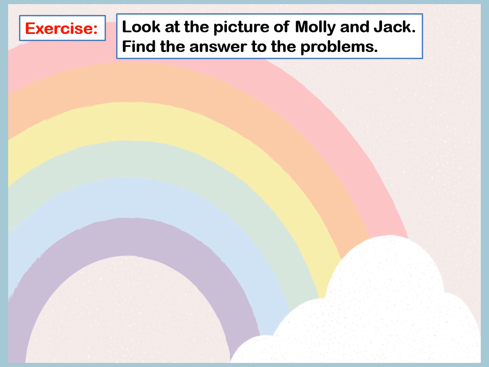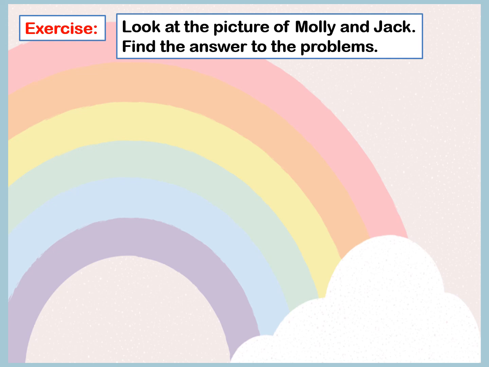All right, kids, exercise. What you're going to do is look at the picture of Molly and Jack. Find the answer to the problems. And kids, this problem is in your books too. So if you have time, kindly double check and ask your mom and dad or anyone in your family to answer the following questions in your books. Again, look at the picture of Molly and Jack. Find the answer to the problems.